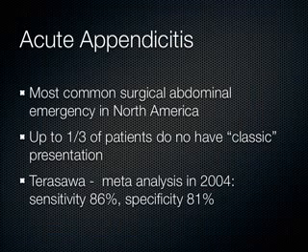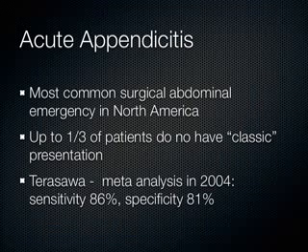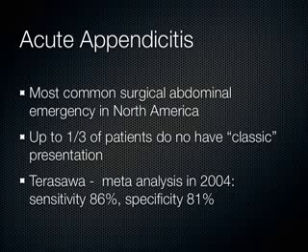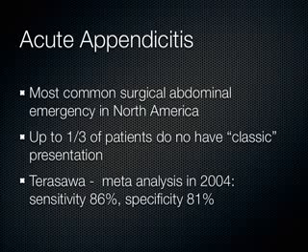Okay, switching gears, finally, the appendix. And acute appendicitis, very, very common. It's the most common surgical abdominal emergency in North America. About a third of patients, though, don't have that classic presentation, which is generalized abdominal pain that then locates itself to the right lower quadrant, what we call McBurney's point, and associated with anorexia and elevated white blood cell count. That's the classic presentation I just described to you.